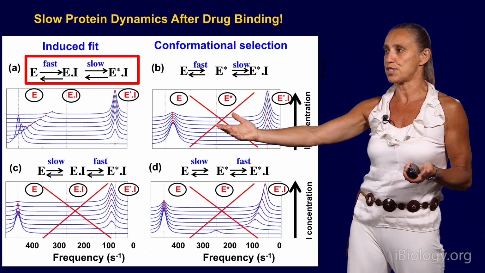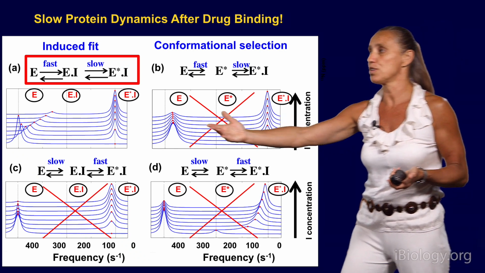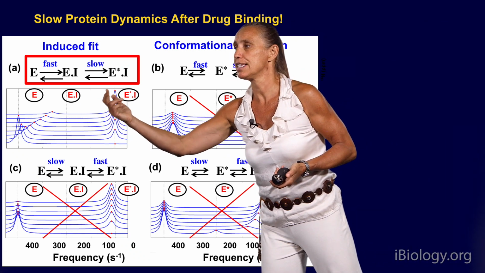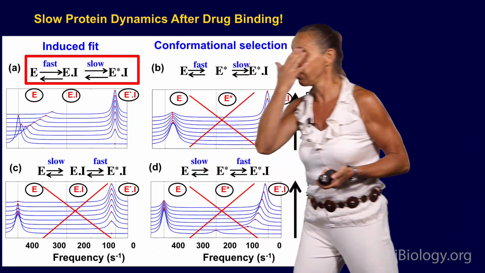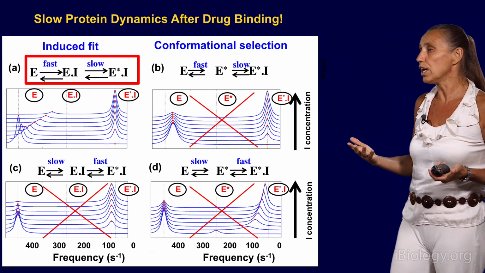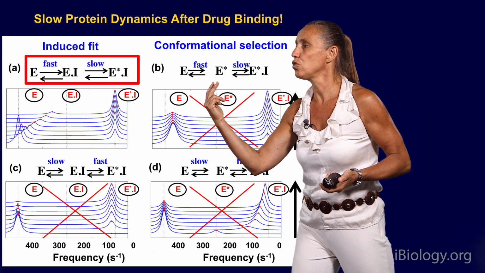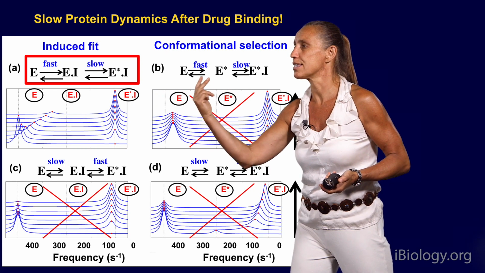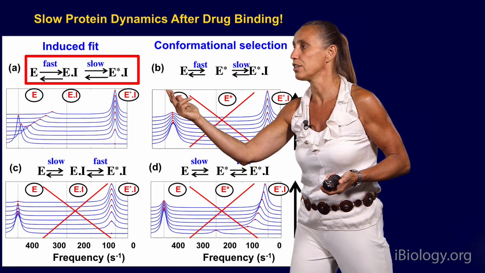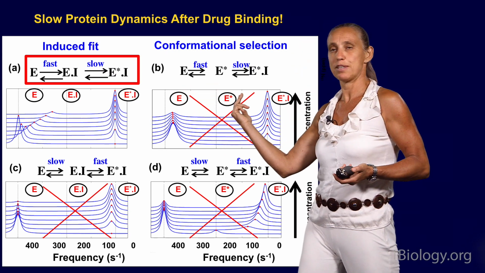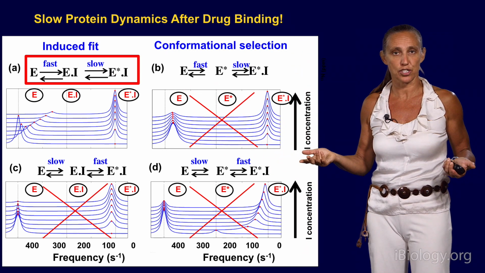So we will have two steps. What you could do is either first bind the drug and then do a conformational change, which is called the induced fit step, or alternatively, you could have an interconversion between two states of the empty enzyme, for instance, binding competent and incompetent, followed by the binding, and that's called conformational selection.